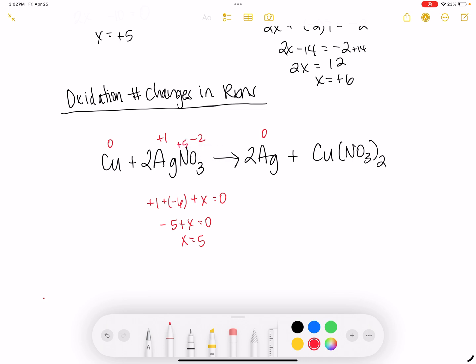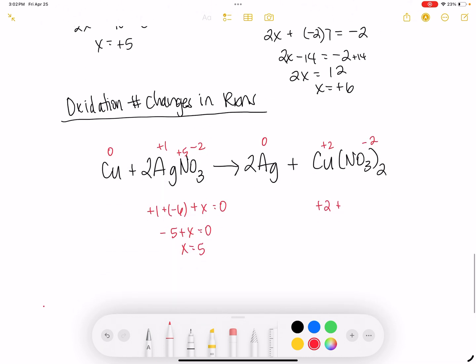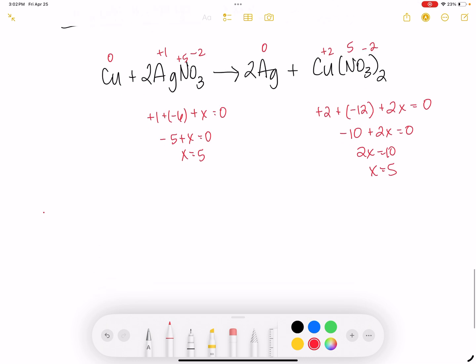If I do that same trend on the product side, we're going to come to pretty much the same conclusion. Copper is going to be equivalent to its ionic charge +2, oxygen to its -2. I have a +2. I have 6 groups of oxygen with a -2 oxidation number, making it -12. Plus 2 x's add to 0. So -10 plus 2x is 0. 2x is equal to 10, and x is equal to 5. Okay, so I've now assigned oxidation numbers to everything in my reaction.